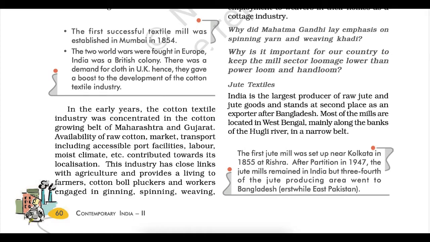In the early years, the cotton textile industry was concentrated in the cotton growing belt of Maharashtra and Gujarat. Availability of raw cotton, market, transport, including accessible port facilities, labor, moist climate, etc., contributed towards its localization.